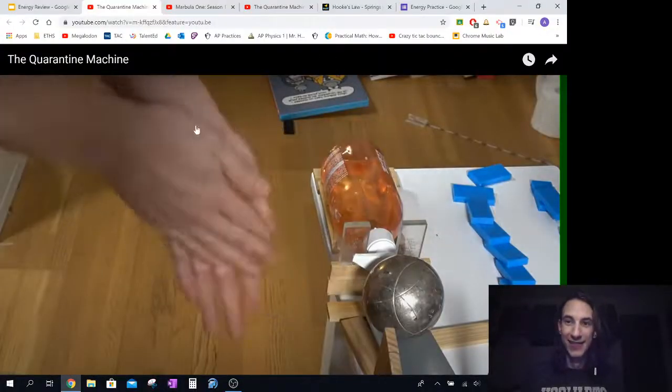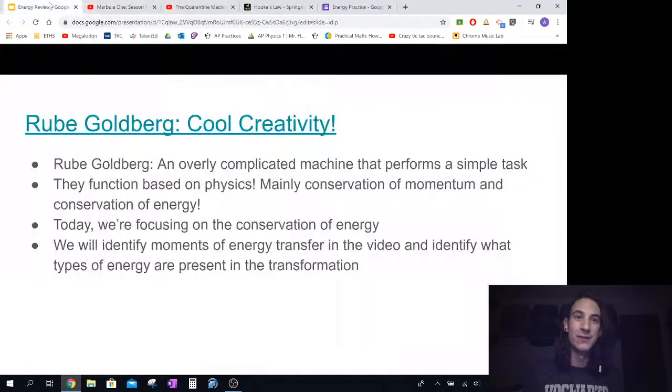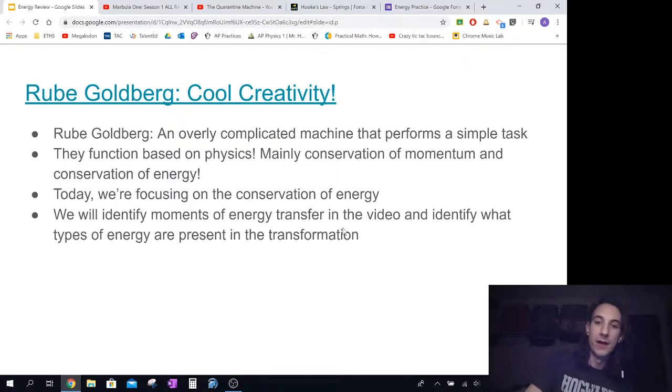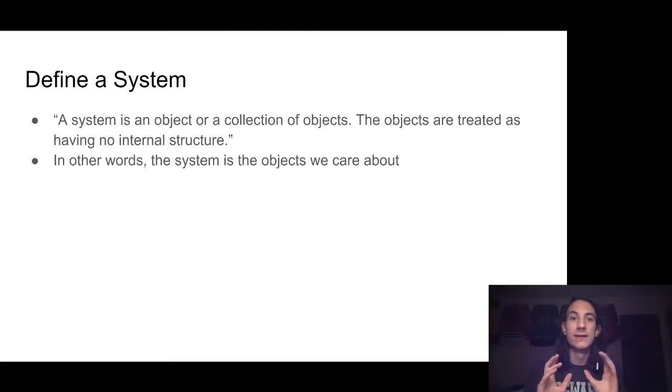Alright, cool. But nevertheless, we want to talk about the different modes of energy transformation that we see in there, and remind ourselves about energy transfer and all that good stuff. So the first thing we have to do when we talk about energy transfer, the most important thing, is define a system. The College Board defines a system as an object or collection of objects. The objects are treated as having no internal structure. So they're just saying, hey, it's these objects.